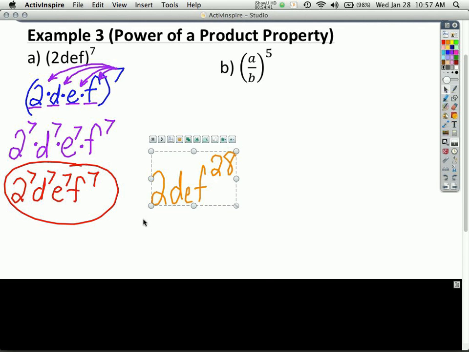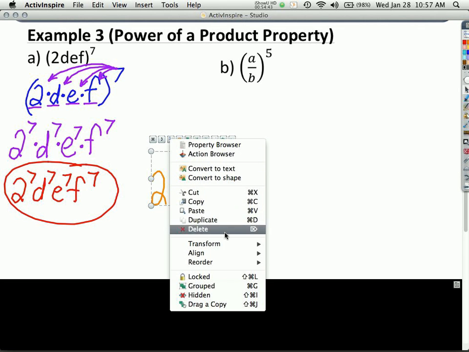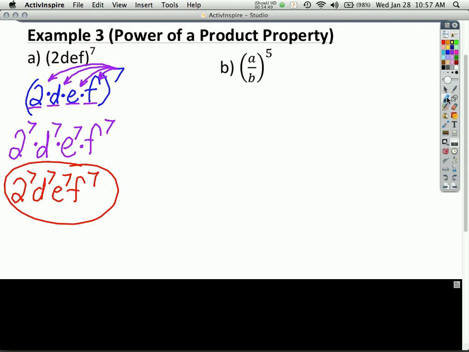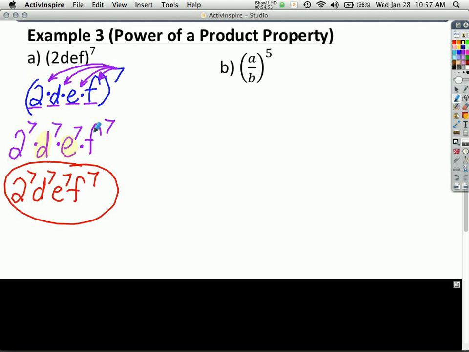Why can't you put that all together? Gary, why can't you do it? Because they have different bases. They don't have the same base. You can only do that if they have the same base. That's the key right there. So that was an awesome question and an awesome thought. Very important.